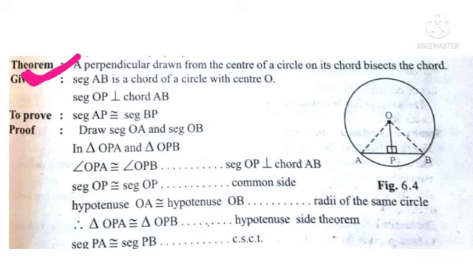A perpendicular drawn from the center of a circle on its chord bisect the chord. Here center is O and perpendicular drawn is OP on chord AB. If it is perpendicular drawn, then it bisects the chords. Means in figure, OP is perpendicular to chord AB. Then we say that AP is congruent to PB. This is the first property of circle.